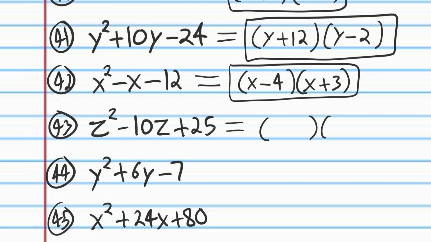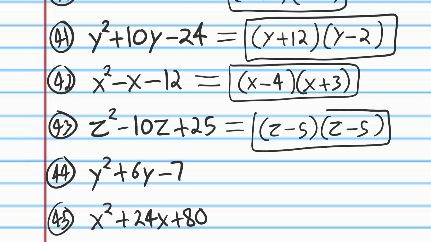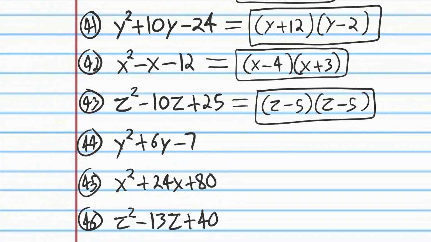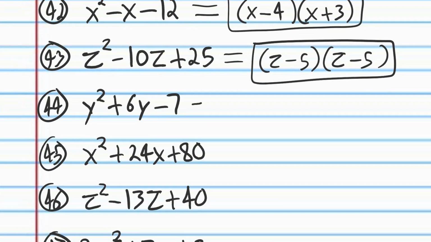All right, we're back. Looks like it's going to be negative 5 and negative 5. Those are called repeating factors when they're the same. So if you got that answer, good job. Try 44, and when you come back, we'll do it together. All right, we're back.